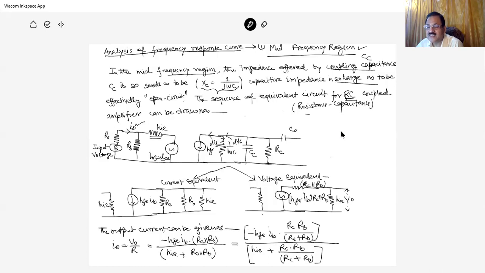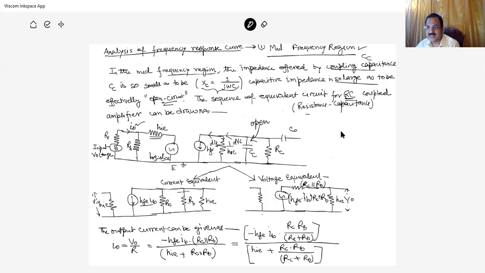Now the complete equivalent circuit is classified in two categories. One is the current source equivalent circuit and the other is the voltage source equivalent circuit. In the current source equivalent circuit, this part is the input voltage Vs, and here it is hie, and this is the current source, RC, RB and hie. Because we have said that this is open, so this part is an open circuit. So the equivalent circuit is RC, RB and hie.